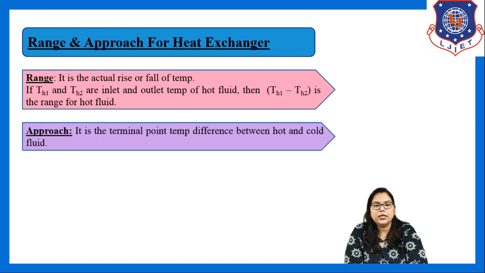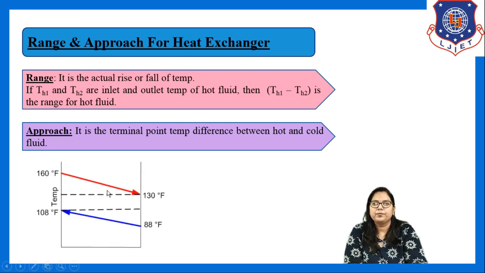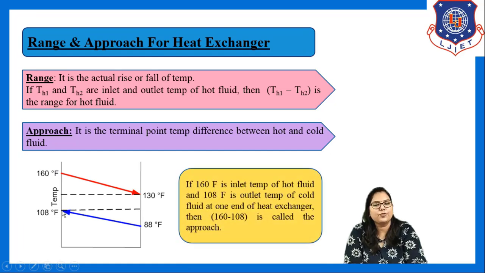Approach is the terminal point temperature difference between hot and cold fluid. Range is for a particular fluid, hot fluid or cold fluid, but approach is the terminal point temperature difference between hot fluid and cold fluid. To understand the approach, let us take one example. See here, this is counter current flow. The red line shows the hot fluid, the blue line shows the cold fluid. Inlet temperature of hot fluid is 160, outlet temperature of hot fluid is 130 Fahrenheit. Inlet temperature of cold fluid is 88 degrees Fahrenheit and outlet temperature of cold fluid is 108 degrees Fahrenheit.